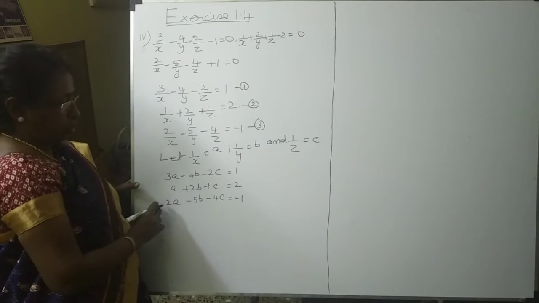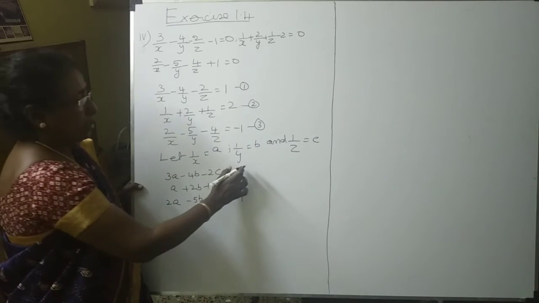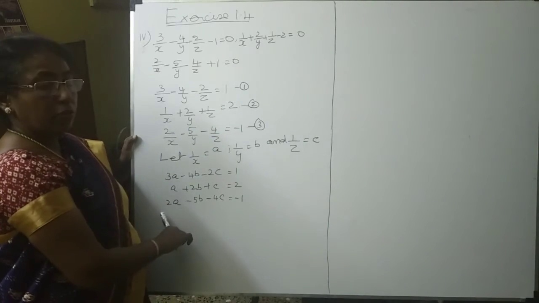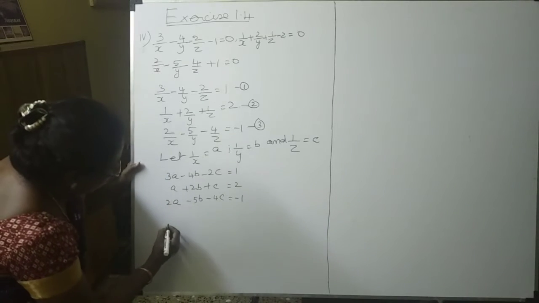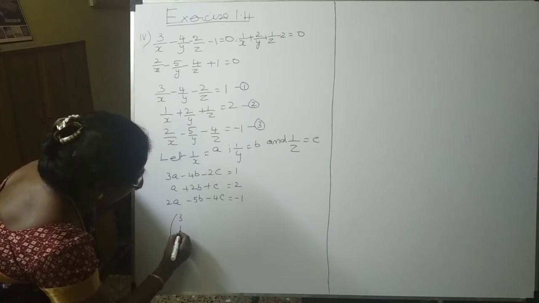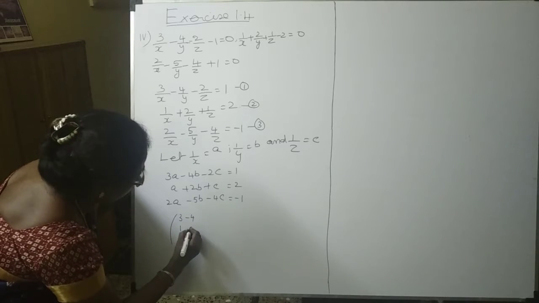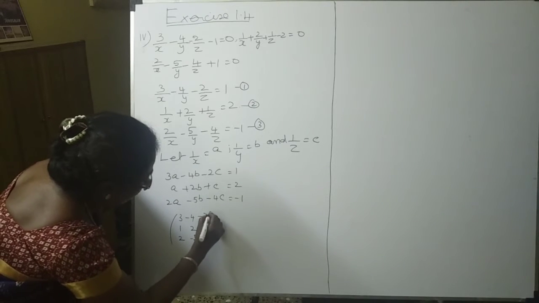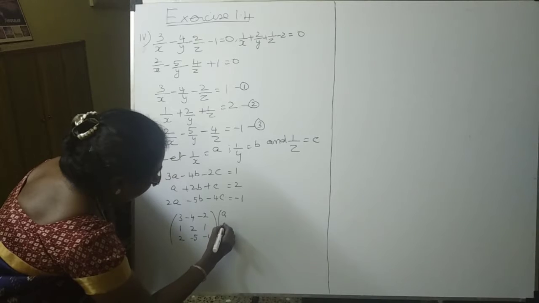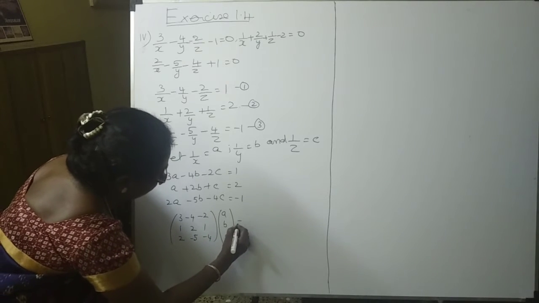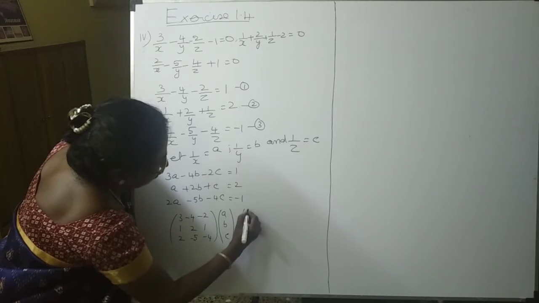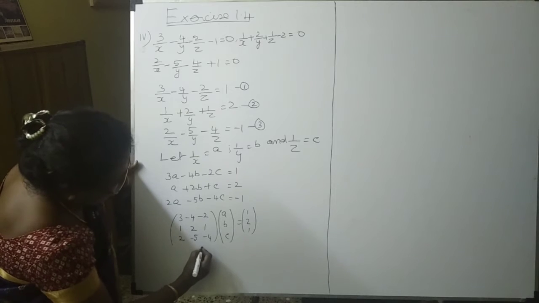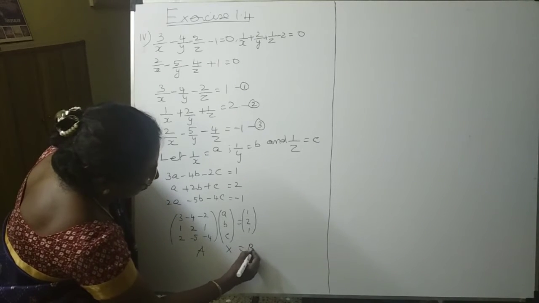So now we are going to write these three equations in the form Ax is equal to B. We are going to rewrite these equations in matrix form. So this is going to be 3, 1, 2, minus 4, 2, minus 5, minus 2, 1, minus 4 into a, b, c is equal to 1, 2, minus 1. So this is of the form Ax is equal to B.